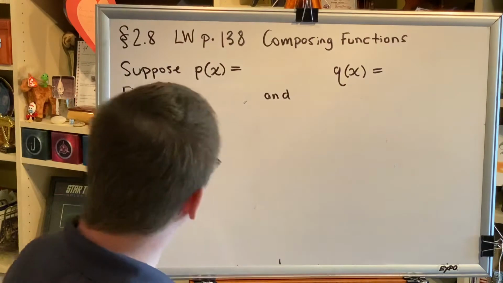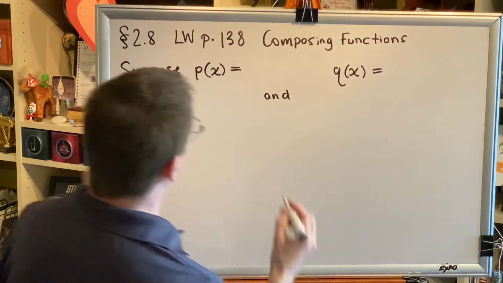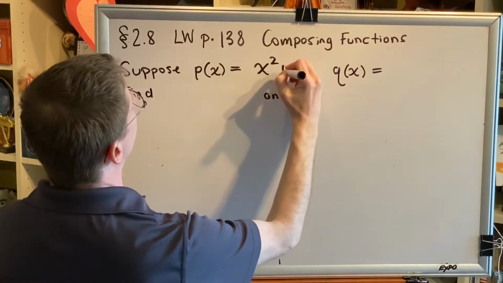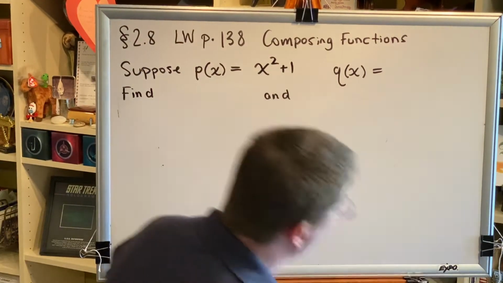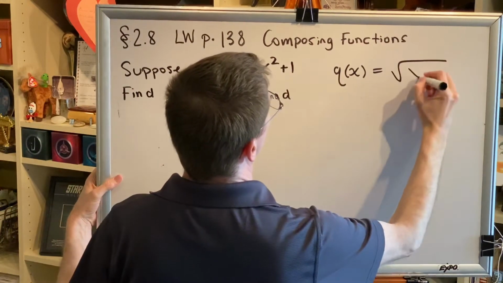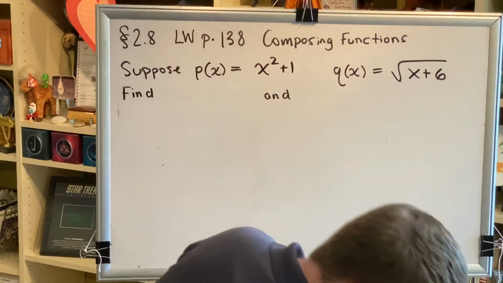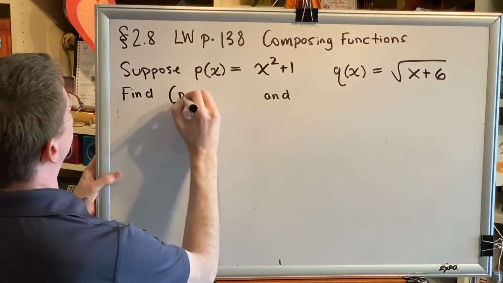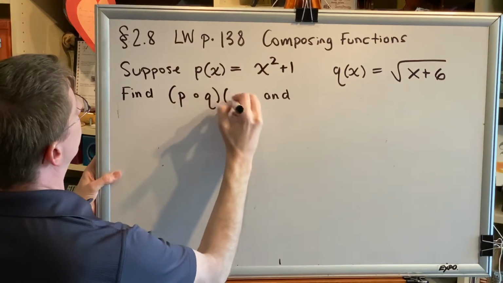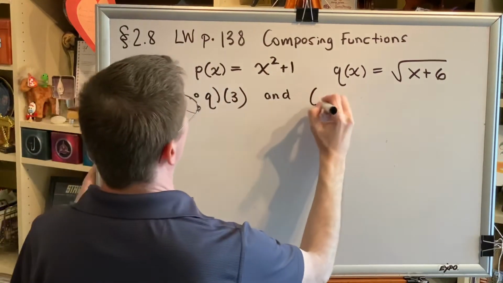All right, suppose we have two functions, p of x and q of x, and p of x equals x squared plus 1, while q of x equals the principal square root of the sum x plus 6. Find the following: p composed with q of 3, and q composed with p of 3.